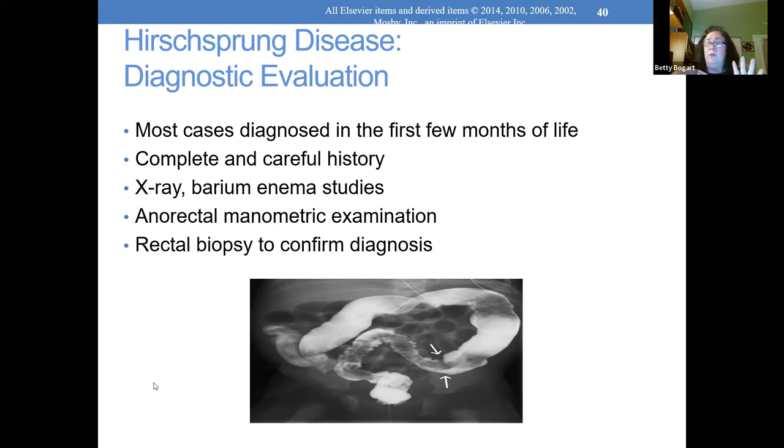That colostomy will be there for up to the first year of life, and then they will reconnect it. Sometimes it's 2 to 3 months later, sometimes it's more, it all depends on the child. But once we reconnect it, these children do well.